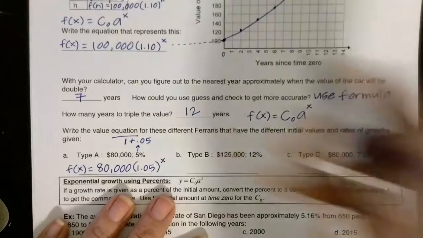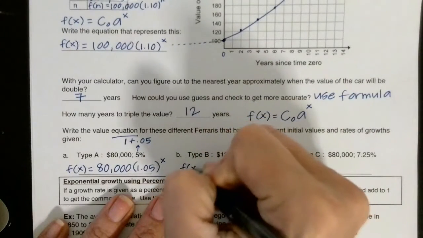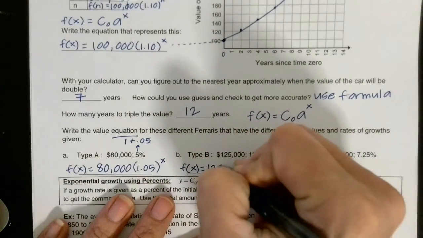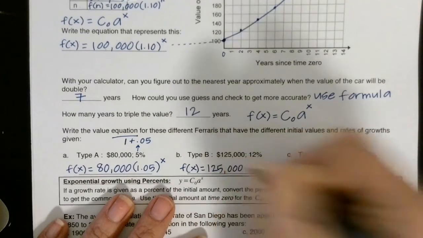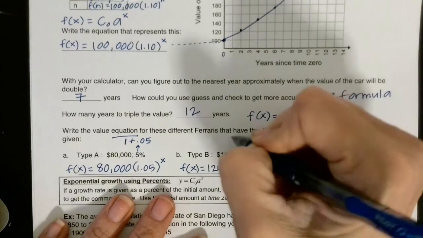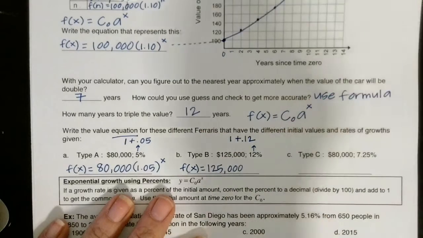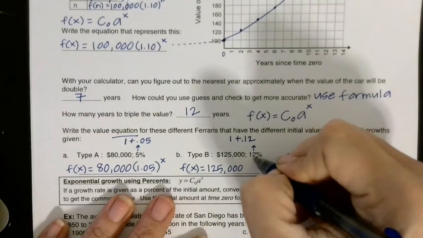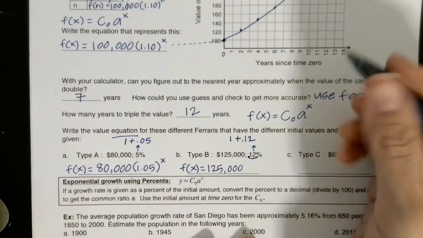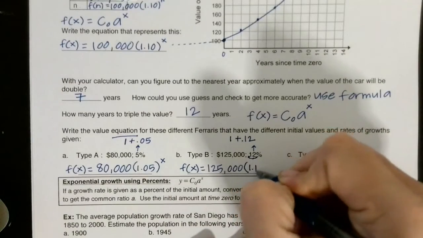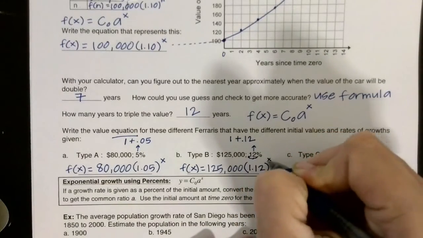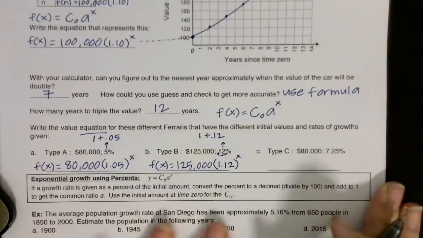All right, let's take a look at this one. This one's initial amount, ooh, it's a little bit pricier, $125,000, and man, is that growing. So that's 1 plus 0.12 right there. Okay, so convert this to a decimal and we get 0.12. So our common ratio is 1.12.